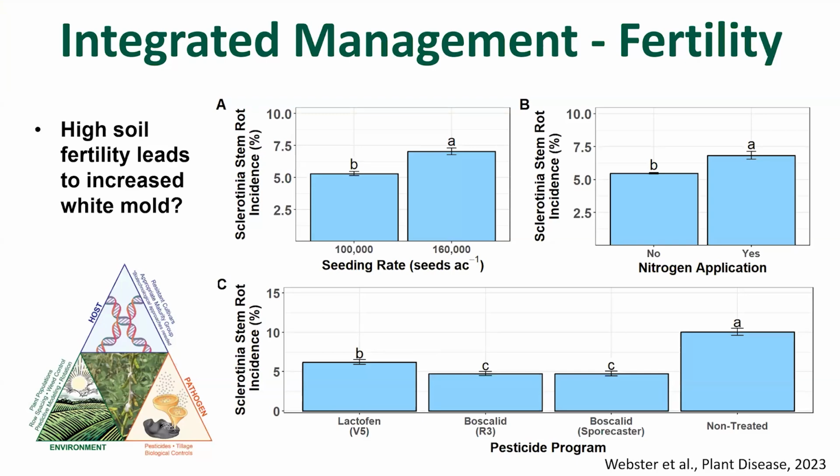Now, the next step is looking at fertility. This was another study done across the Midwest, multiple locations, from Iowa, Wisconsin, Michigan, and Indiana, looking at the combination of seeding rates, so two seeding rates at 100,000 and 160,000 seeds per acre, and three fungicide, or what we call pesticide, programs, because one is lactofen, which is actually an herbicide, including boscalid, or Endura, at R3 and boscalid at Forecaster, which is our predictive model.